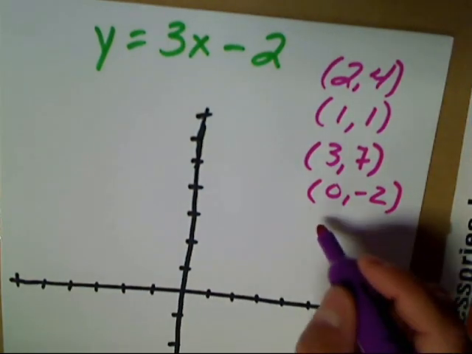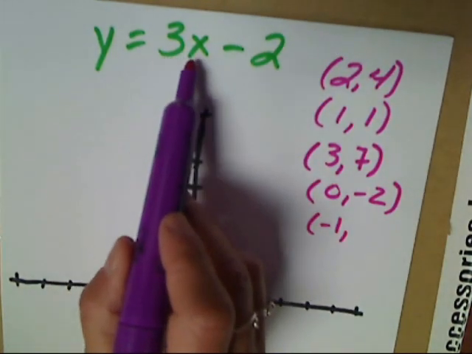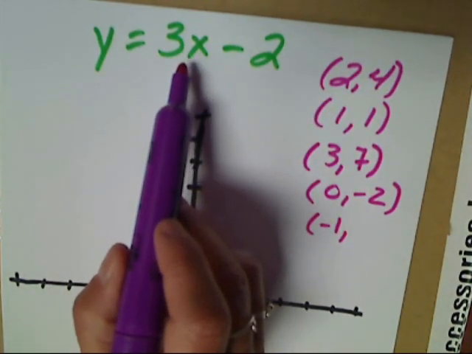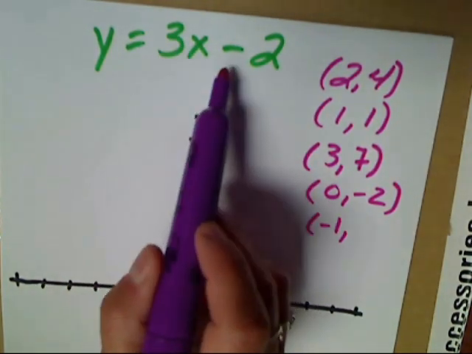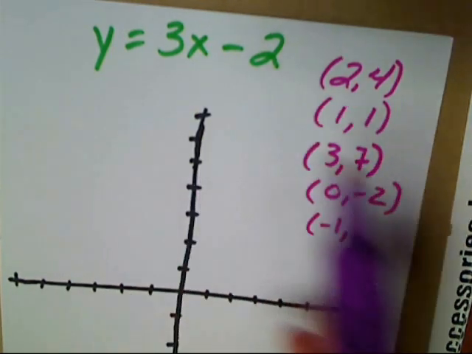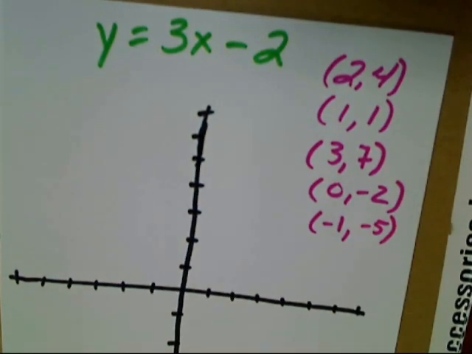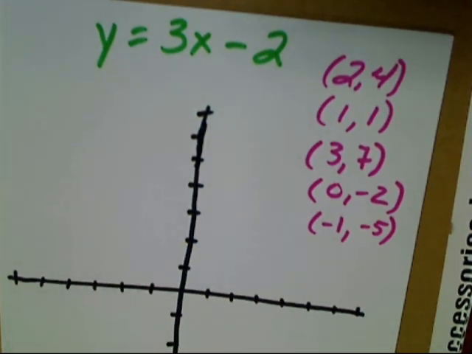Let's do one more, just because this is kind of fun. If I stick a negative 1 in, 3 times negative 1 would give me negative 3. Negative 3, take away 2. They're both negative, so we add them and keep the sign, which is negative 5. So now I have 5 different points. And what I'm going to do is go on my grid here that I drew out, and I'm going to plot those points.